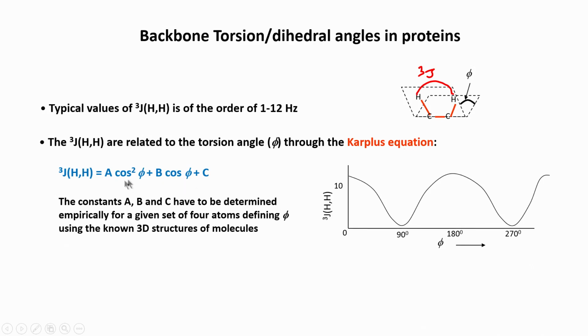Now if you plot this graph, J versus phi, it has this kind of nature, and you can see that it is not straightforward, because for a given J, let us say my J value is somewhere here, I can have multiple phi values which will have the same J value. So, for example, if I have a J value of 5 hertz, it can be this phi value, this, or this. So, it is not easy to find the phi value straight away from the J value.